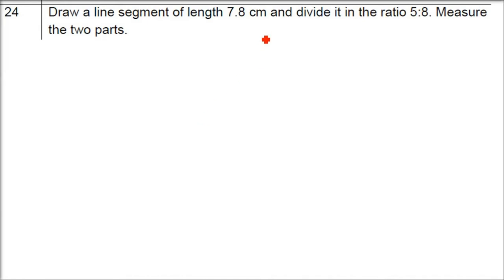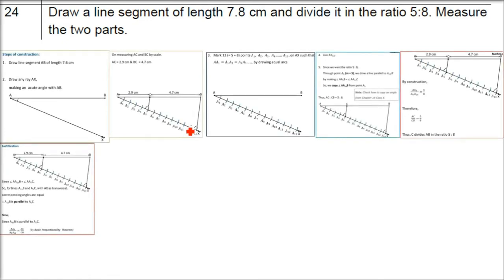Draw a line segment of length 7.8 cm and divide it into the ratio 5:8. Measure the 2 parts. So this is a construction problem. Now you don't have to worry about all these steps. Don't have to do in that detail.